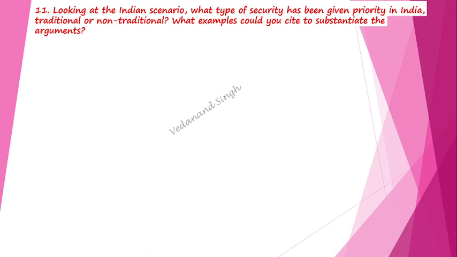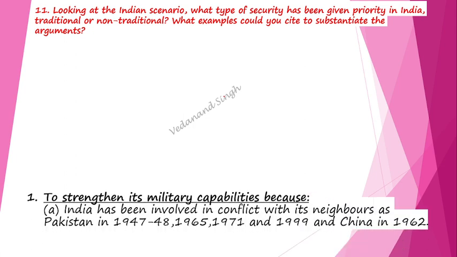What example could you cite to substantiate the argument? Generally, to understand the question, we have to look at the scenario of India, and say what type of security has been given priority in India, whether it is traditional or non-traditional, and we have to give the example also.